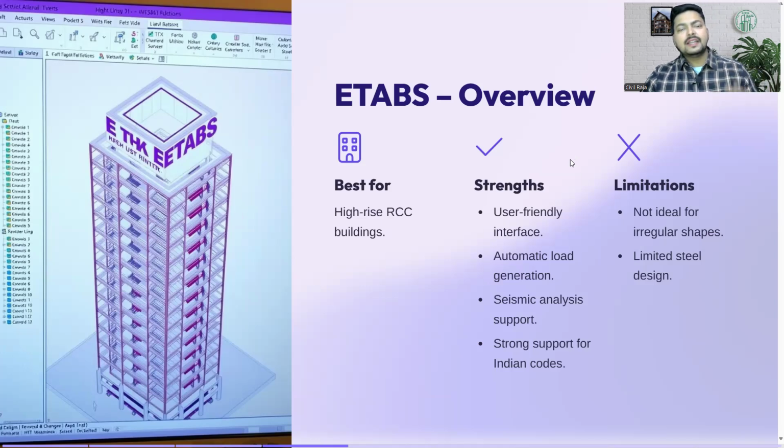The best part is that it is good to go with the high-rise RCC building. Okay, then there are some limitations of this software also, like it is not ideal for irregular shapes, and it is not very good with the steel design. Okay, so Etabs is leading the way when it comes to high-rise RCC buildings.